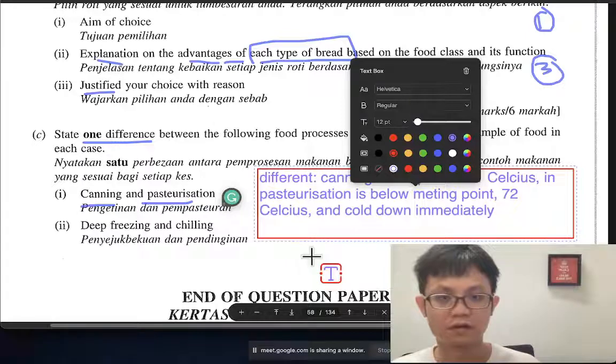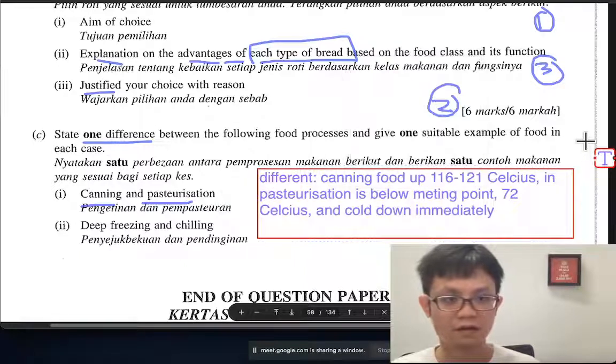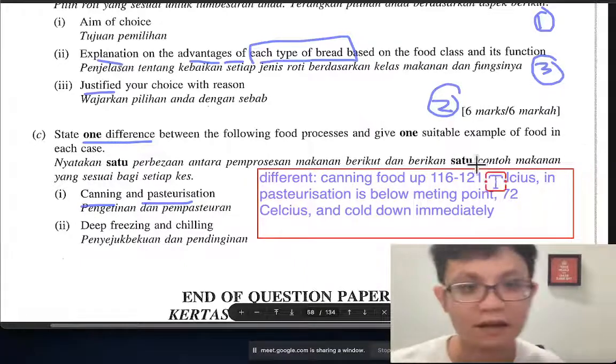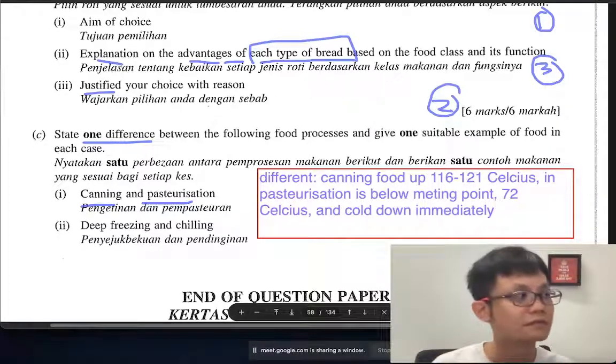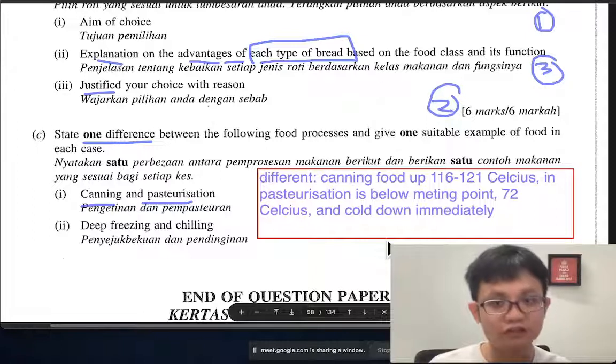No, pasteurization is below the boiling point. Below, why? Save electricity. Yes, to keep the nutrients. So that is why pasteurization is usually used for milk.